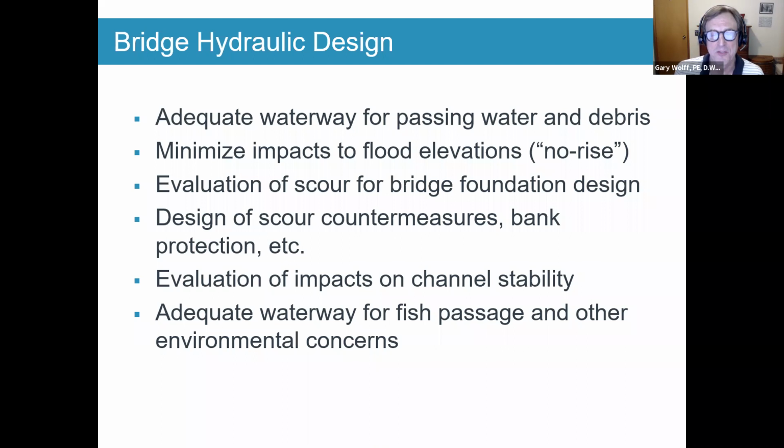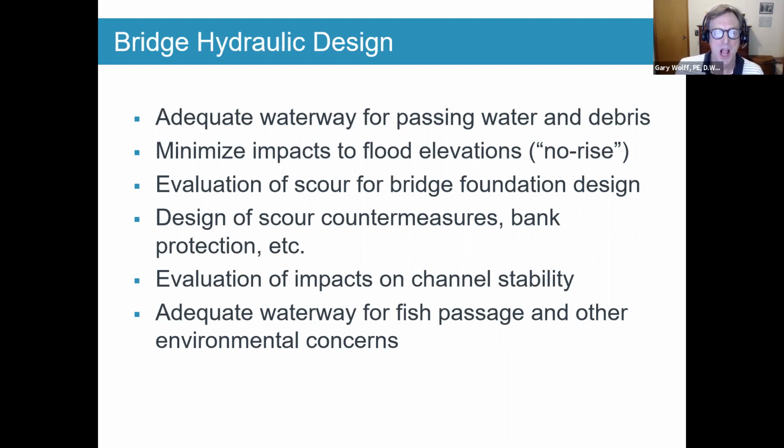And this often comes into play when you're doing floodplain permitting. Of course, you're probably familiar with the no-rise analysis. And then our hydraulics also feed into the scour, computing how much erosion there might be around the bridge foundation, and that'll help the bridge team in designing the foundation. And then as part of that, we're often designing scour countermeasures, bank protection, those kinds of things.